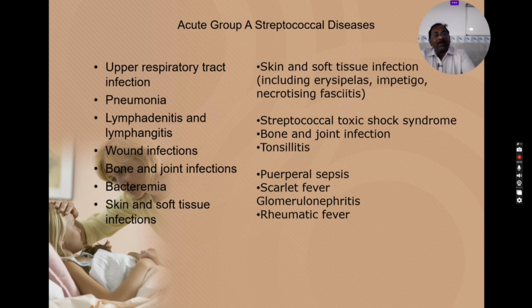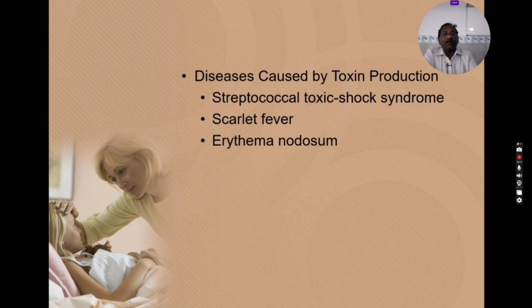erysipelas, impetigo, necrotizing fasciitis. Whereas in Staphylococcus, we call it folliculitis, carbuncles, cellulitis. Here, it is erysipelas, impetigo, necrotizing fasciitis. Streptococcal toxic shock syndrome, bone and joint infection, tonsillitis, puerperal sepsis, scarlet fever, rheumatic fever, and glomerulonephritis. Caused by the toxins are the streptococcal toxic shock syndrome, like your staphylococcal toxic shock syndrome, scarlet fever, and erythema nodosum.